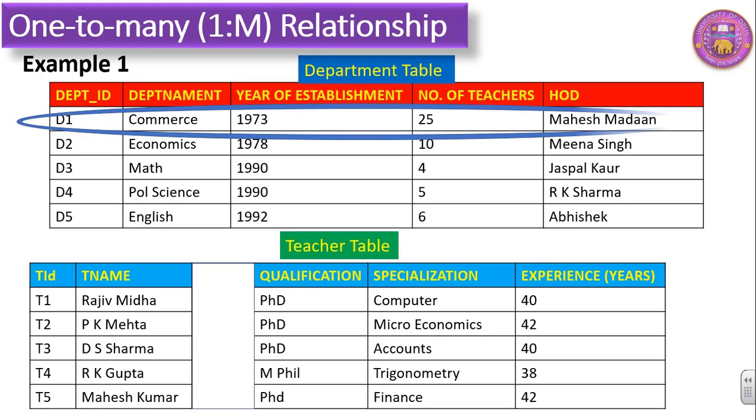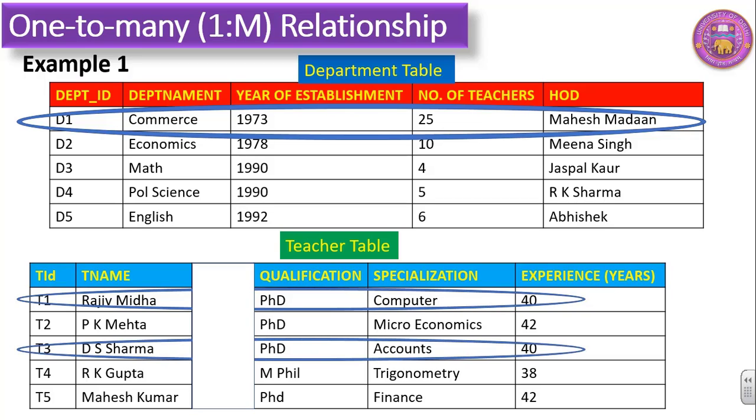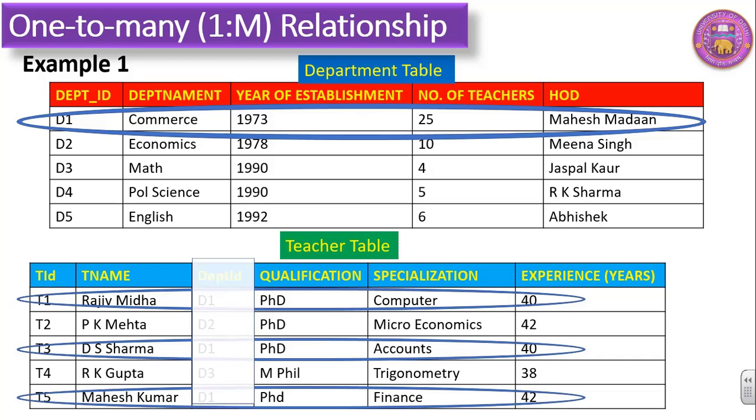Let us take up the case of the commerce department, whose head of department is Mahesh Madan. We find that there are 3 teachers in the commerce department. We introduce one more column in the teacher table which represents different departments. D1 is commerce. The first teacher, the third teacher and the fifth teacher all are in the same department, that is the commerce department. Commerce department is one, but it has 3 different teachers.